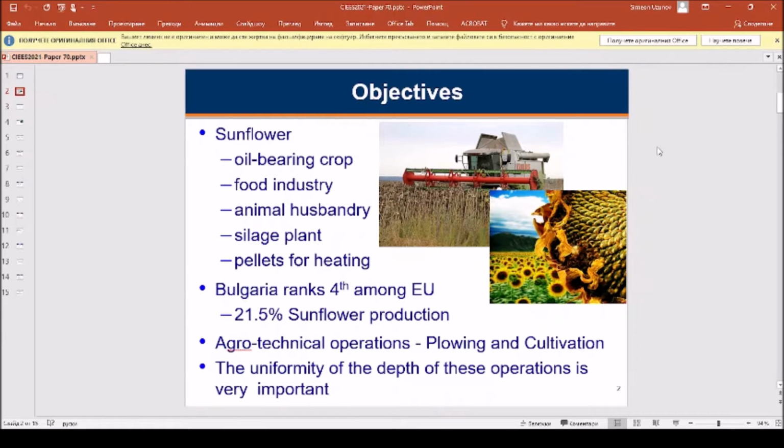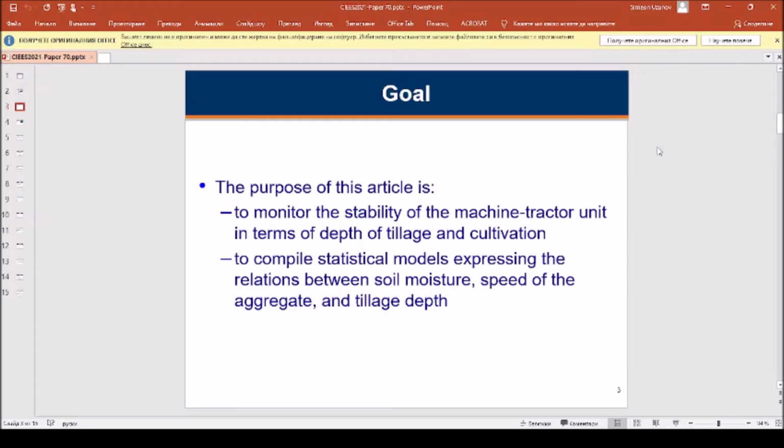The purpose of this article is to monitor the stability of the machine tractor unit in terms of depth of tillage and cultivation, and to compile statistical models expressing the relations between soil moisture, speed of the aggregate, and tillage depth. These models could be used to optimize the management system of agricultural machinery.